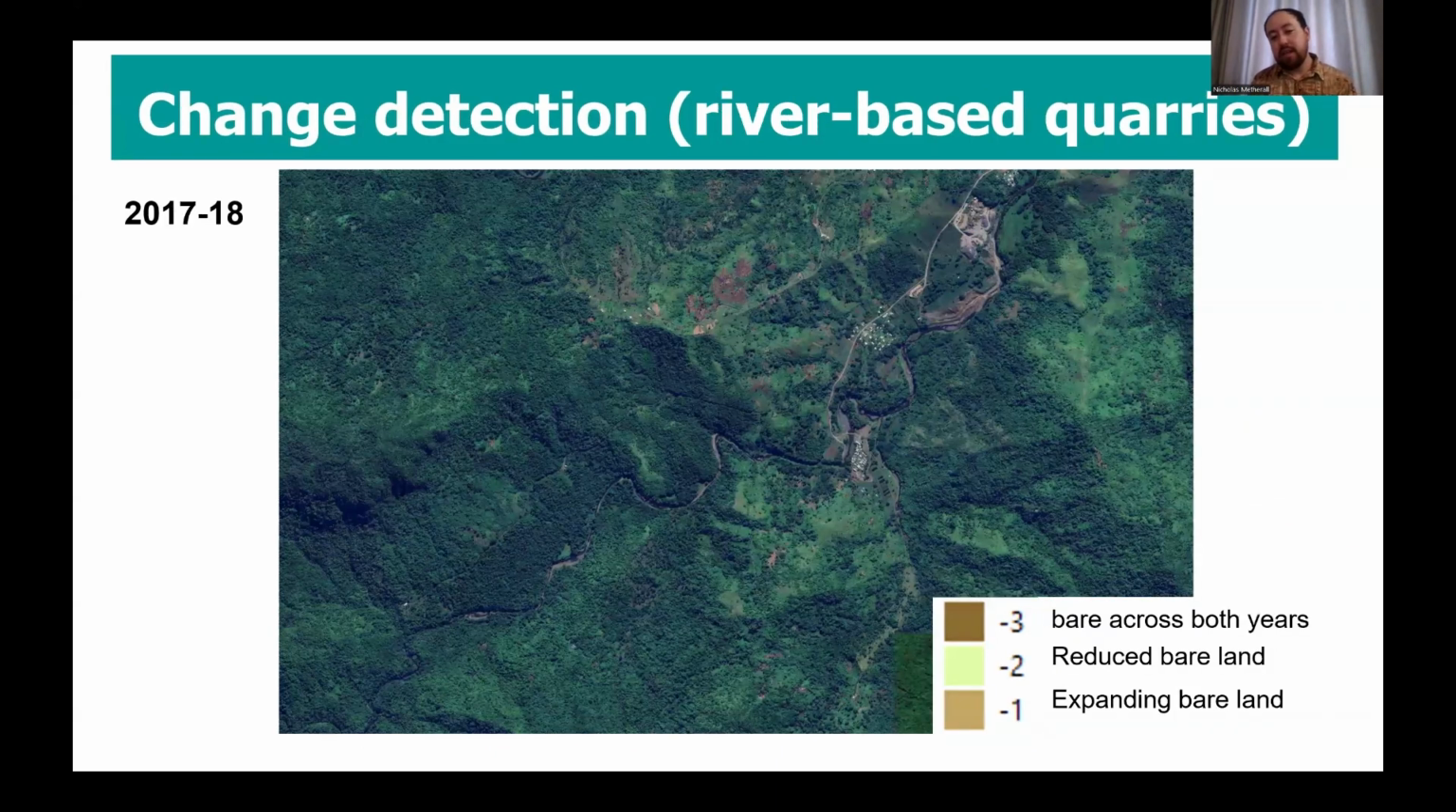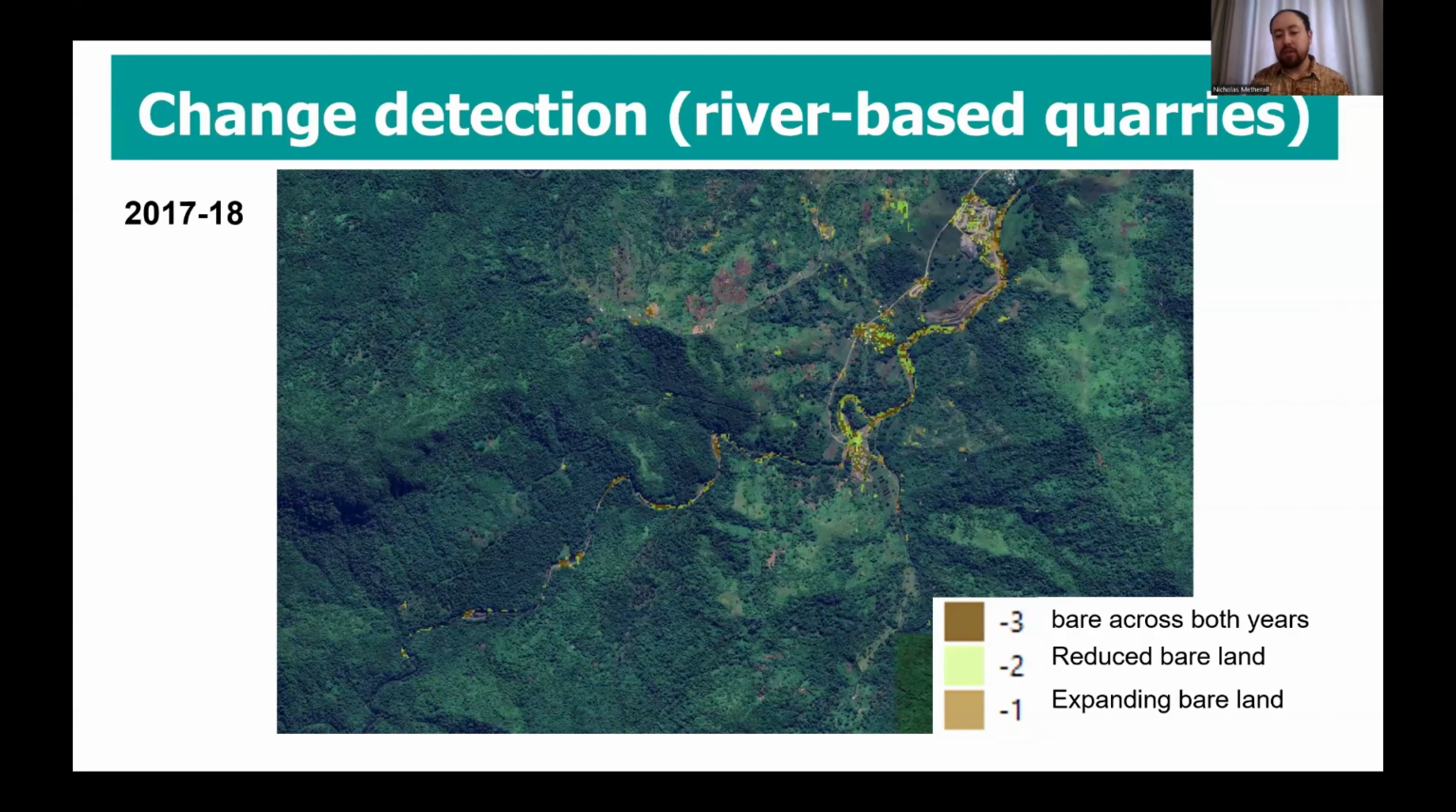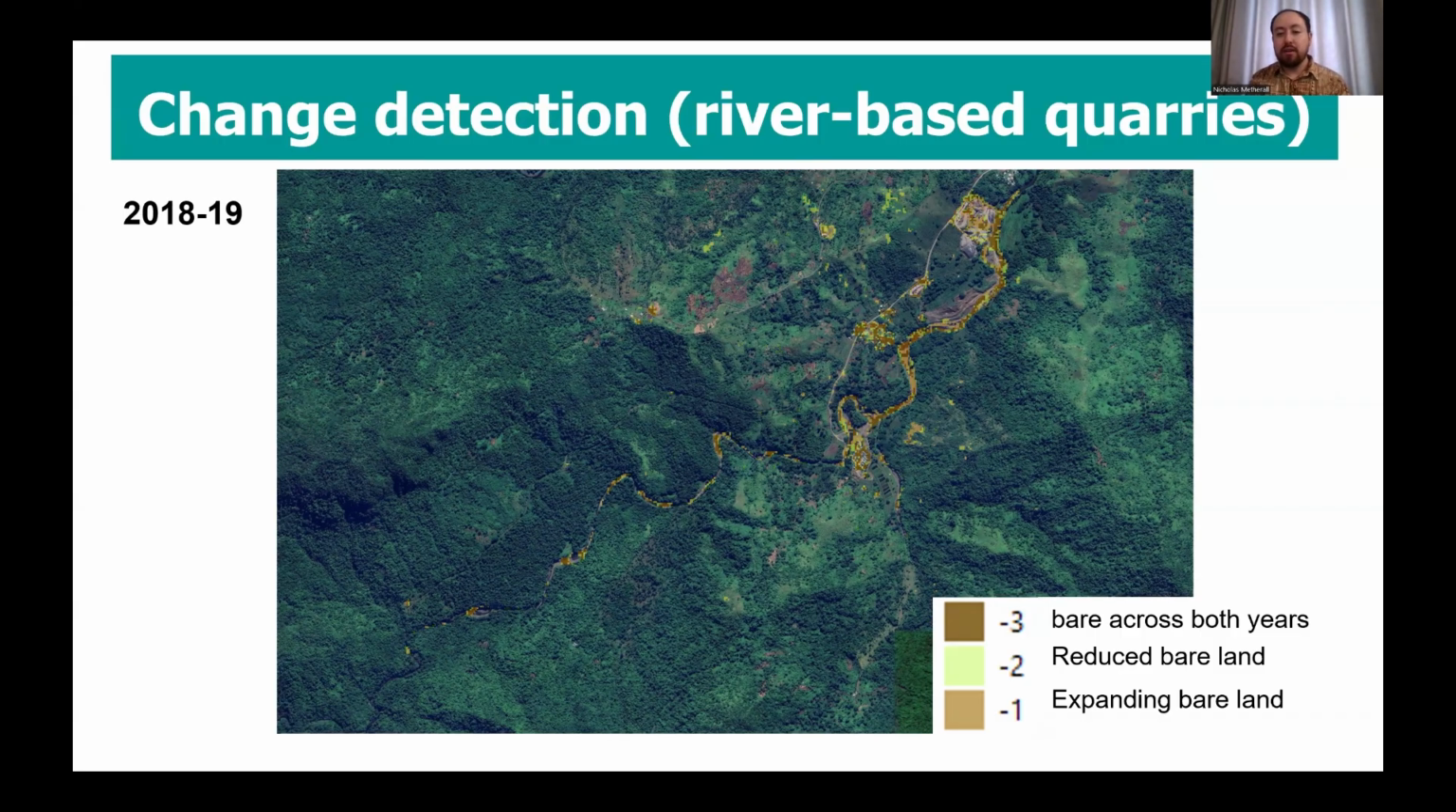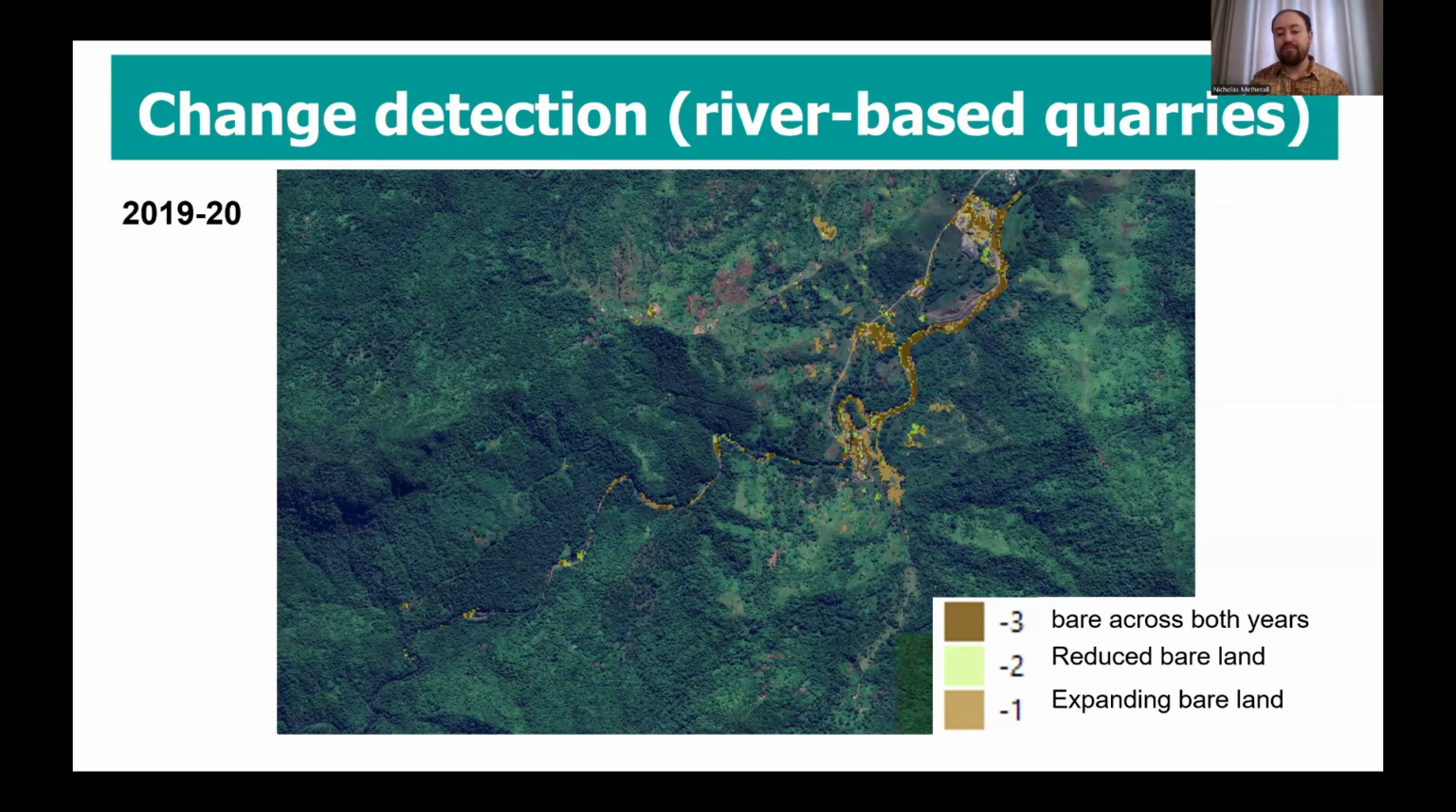Another example is seen in the in-river gravel extraction, again in Dawasamu. In 2017 to 2018, we saw the expansion of these mining areas, denoted in light brown and dark brown. In 2018 to 2019, again, we see this area of mining expanding along the Dawasamu River. In 2020 to 2021, again, some further clearing of land upstream.